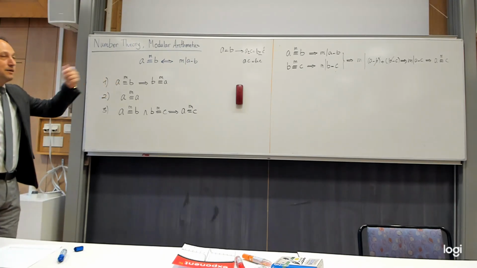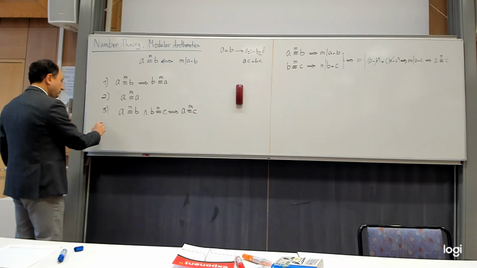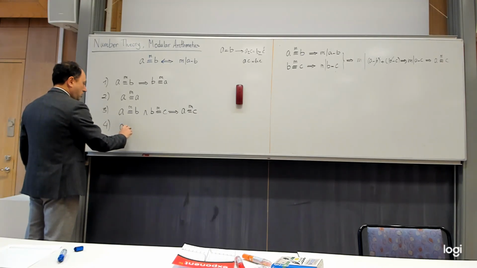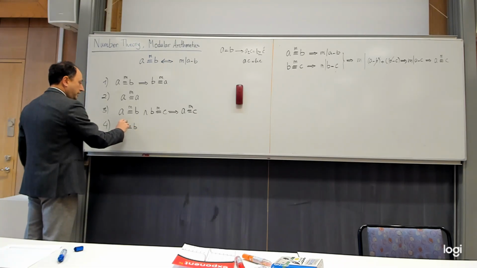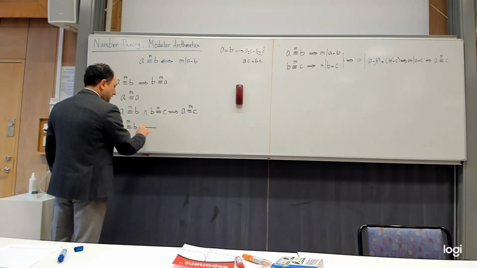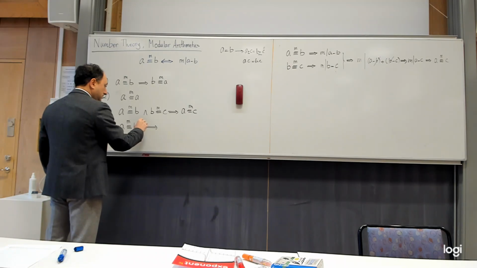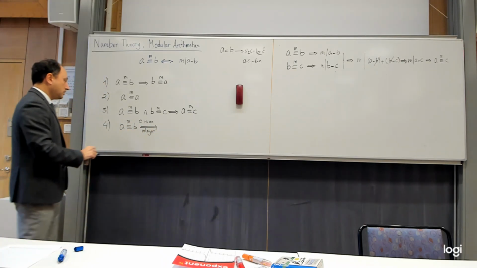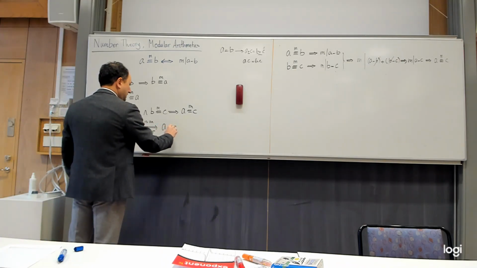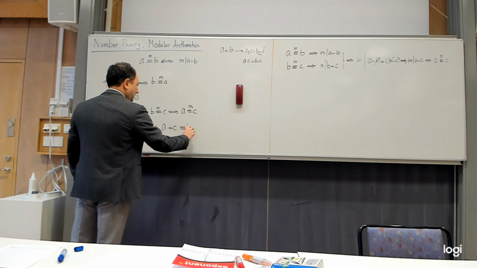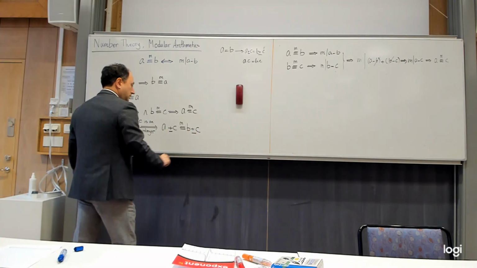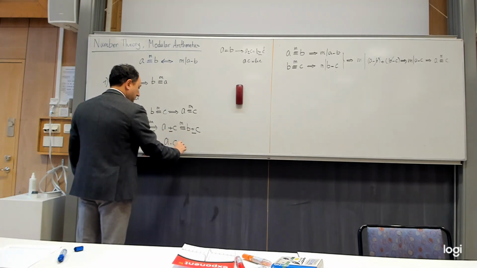Now, do you think the same thing happens here? Number 4: if A is congruent to B modulo M, and C is an integer, can I conclude that A plus C is congruent to B plus C modulo M? Can I conclude this? Can I conclude the product?